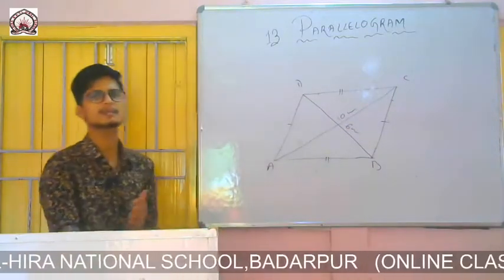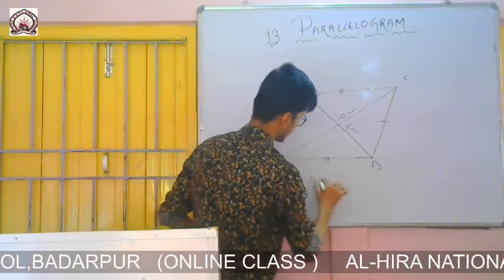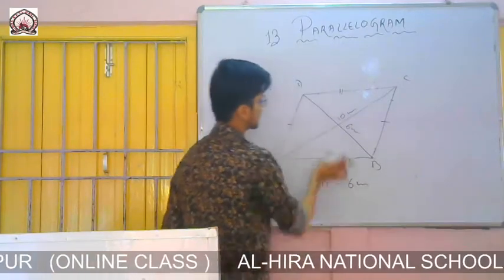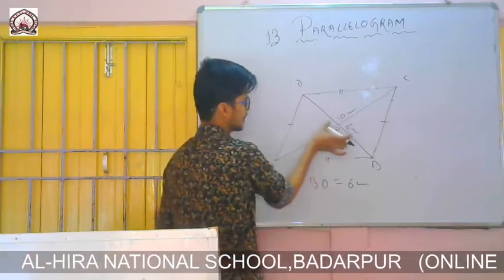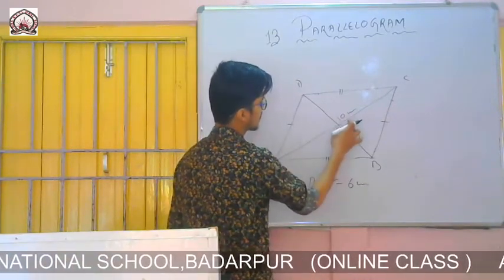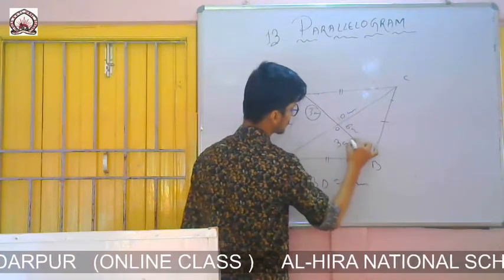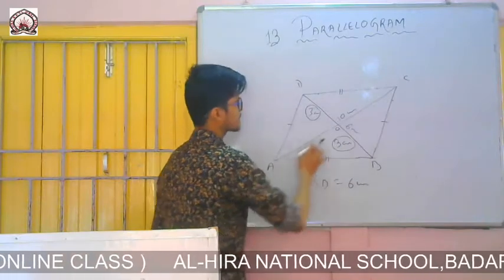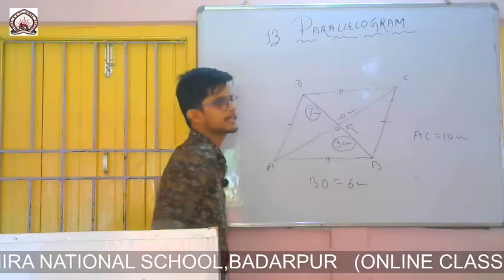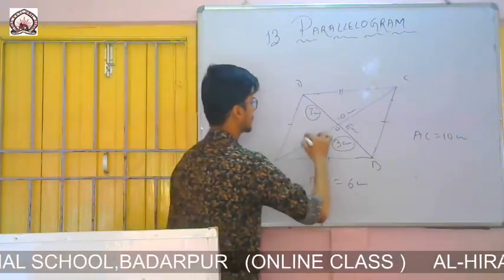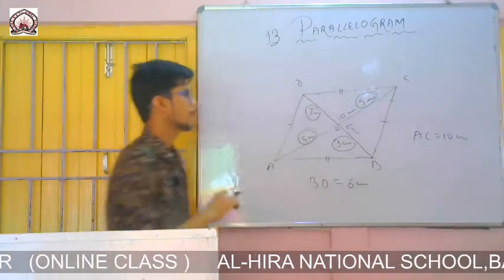Bisect means it equally divides. If the whole line BD is of length 6 centimeter, then each part will be of equal length, so this side will be 3 centimeter and this one will also be 3 centimeter. And for this line AC I have given 10 centimeter, so this diagonal will bisect it equally: this side will be 5 centimeter and this side will be 5 centimeter. Hope you understood this one.